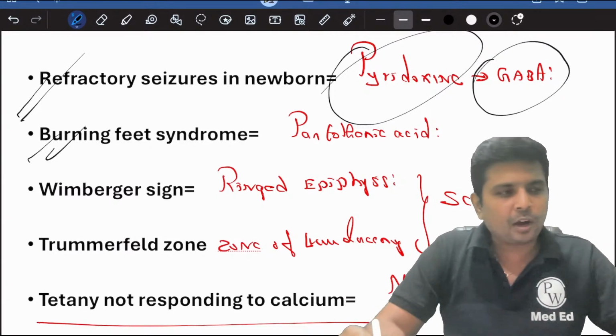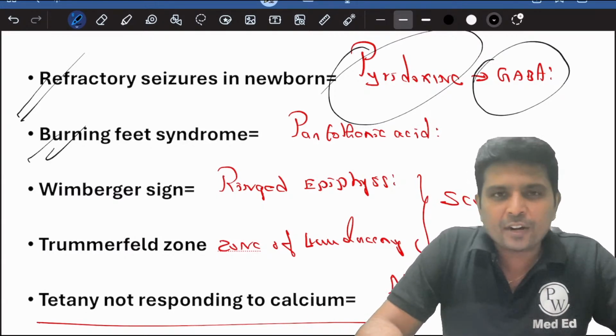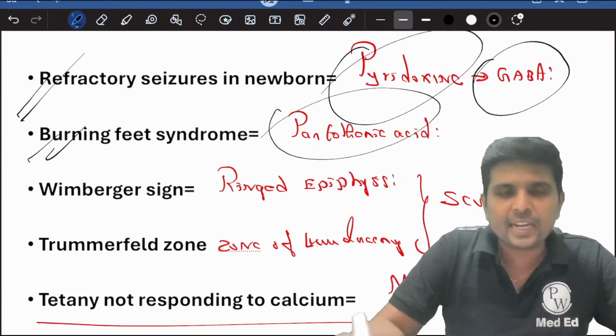Burning foot syndrome, often not asked as a question. It is due to pantothenic acid.